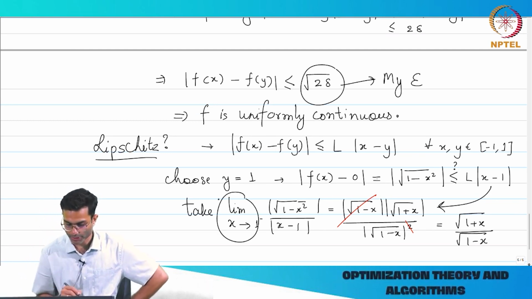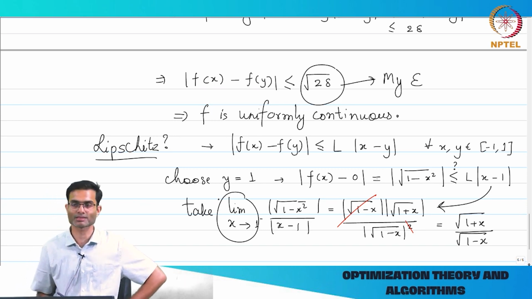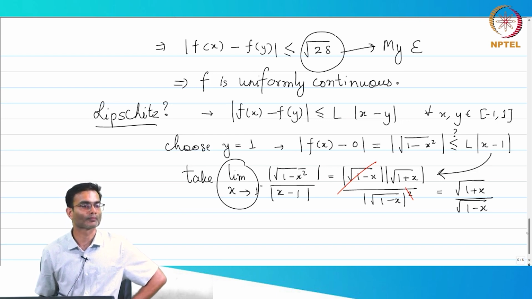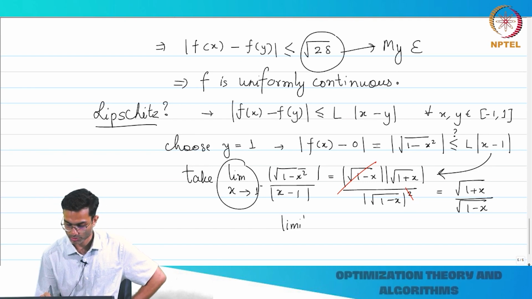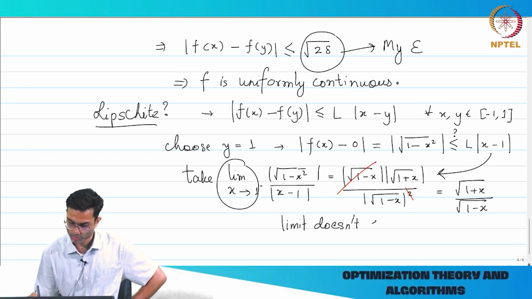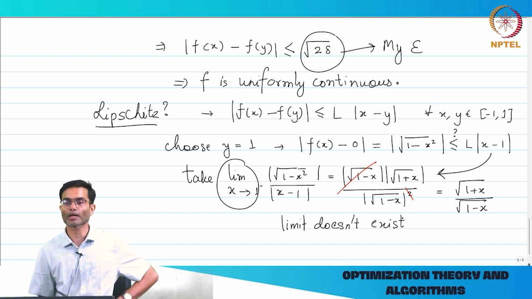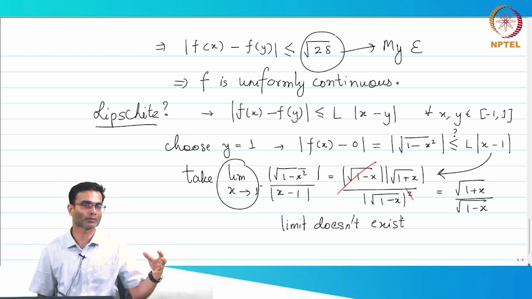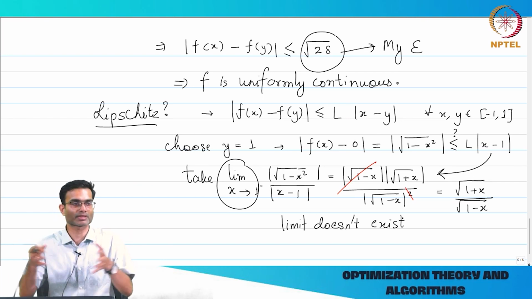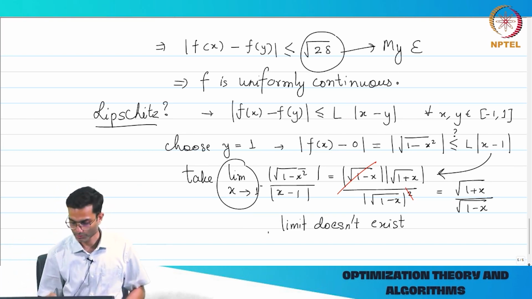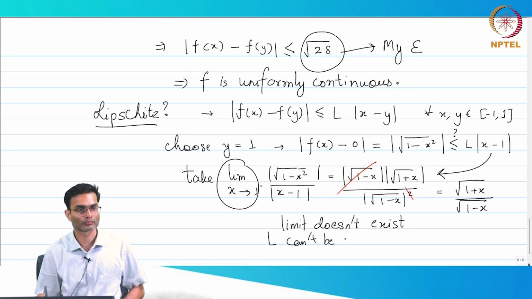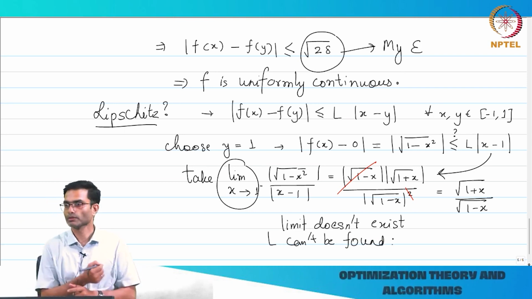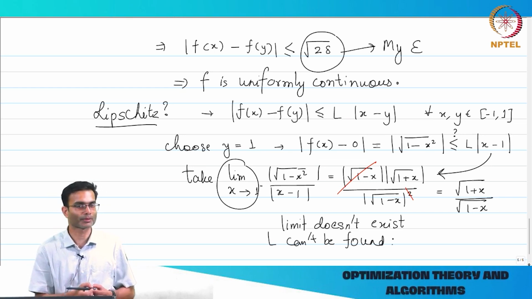And when I take this limit, if x is tending to 1, does this limit exist? No, the limit doesn't exist, right? It blows up. That implies I cannot find a positive number L such that this expression is always true. The closer I take x to 1, the more this expression blows up. Therefore, I cannot find an L. So, our greed was not rewarded, this function is not Lipschitz continuous.